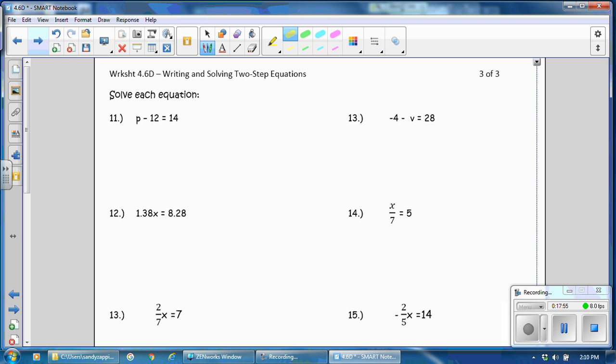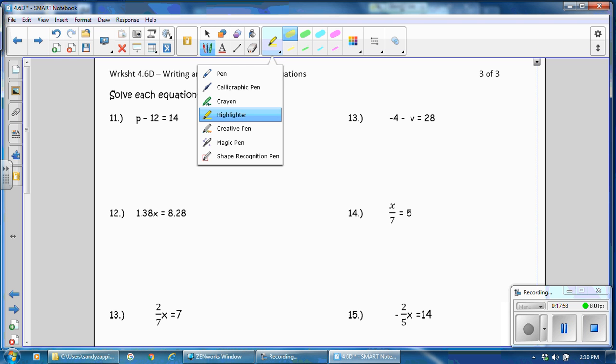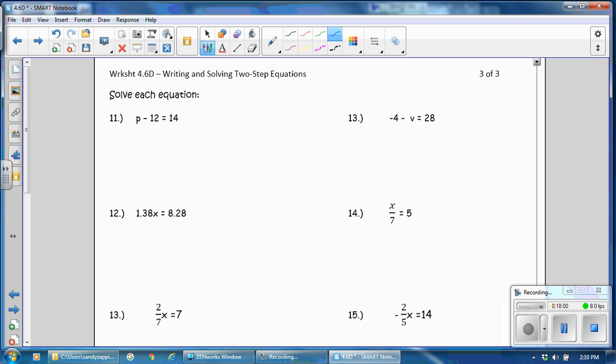Solving each equation. So when you're solving the equations, remember to use the opposite operation and to perform the same operation on both sides of the equal sign with the same number. We undo subtraction with addition, and the value of p is equal to 26. Number 12, divide by the coefficient 1.38. A number divided by itself equals 1. And the value of x is 6. 8.28 divided by 1.38 is 6.